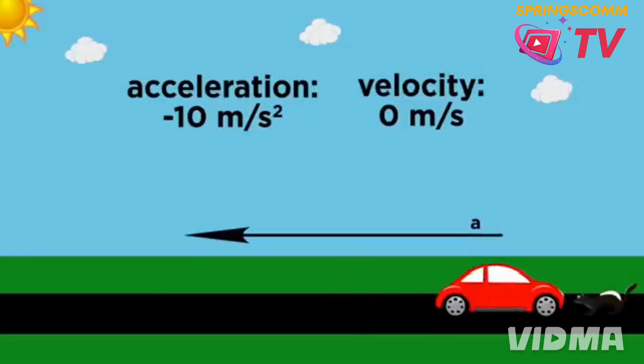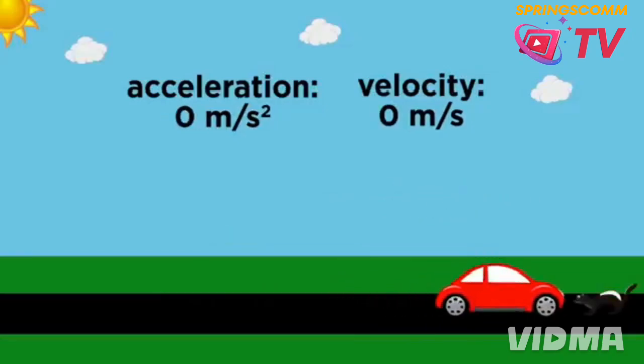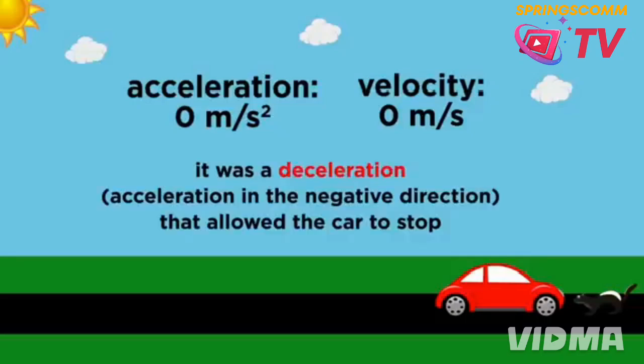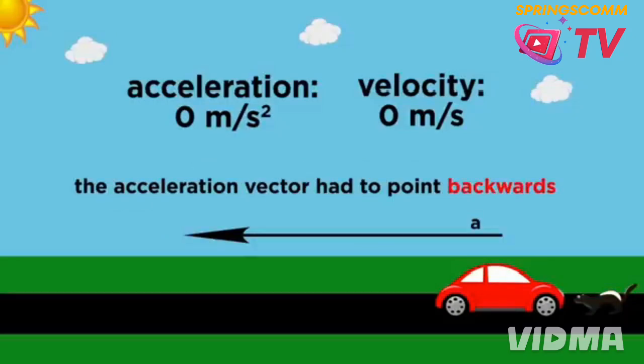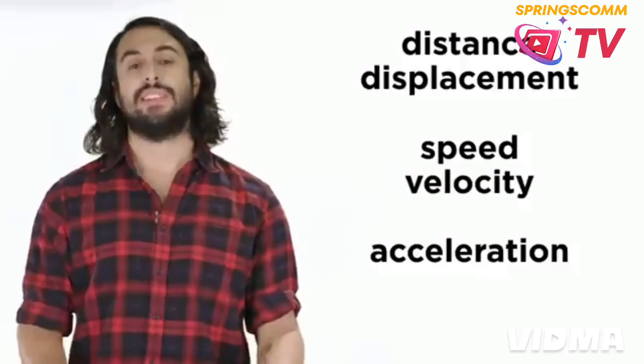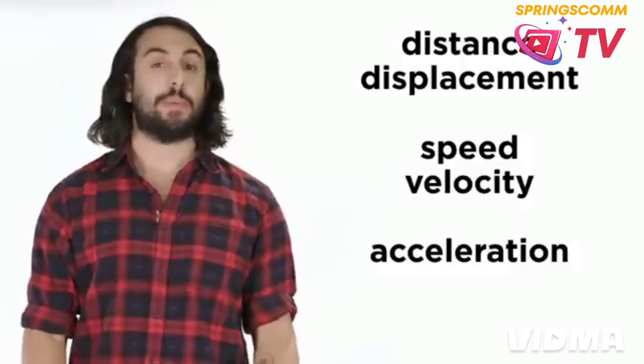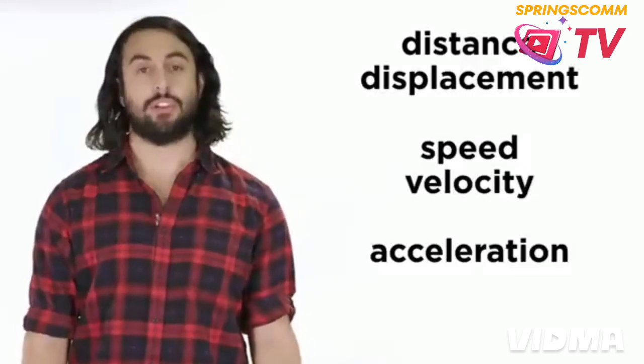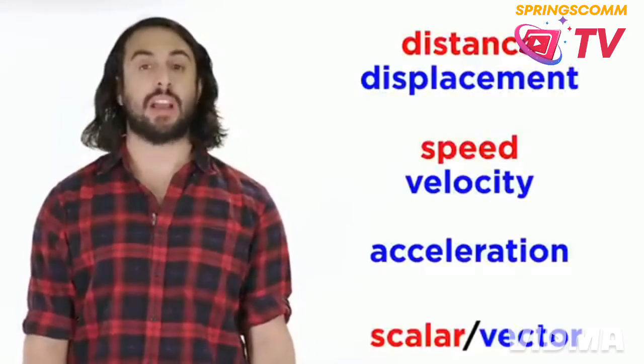Let's say you see a skunk in the middle of the road. It's your most favorite animal, so you slam on the brakes. We can describe this as a deceleration, which is an acceleration in the negative direction. Since you are going from a moderate speed to a standstill in a very short amount of time, this vector will be quite long and pointing back towards the origin. Now we understand distance and displacement, speed and velocity, and acceleration, and we can categorize these as being either scalars or vectors.